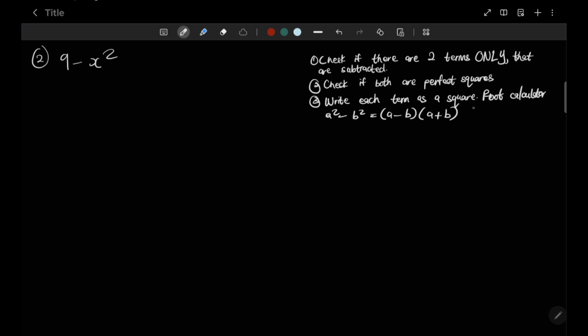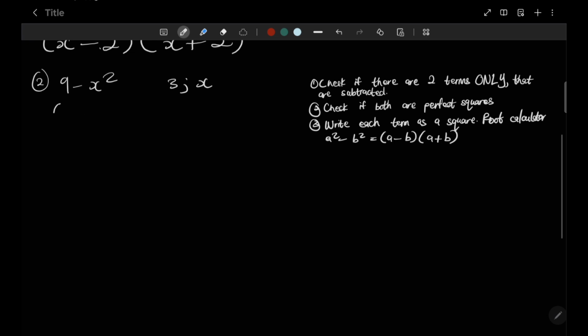Now write each term as a square. What is the square root of 9? 3. What is x squared? X squared is x times x. So these are your squares. Now let's write down the proof. Let's substitute. Open the first bracket. 9 minus x, 9 plus x. Now let's do the third example.